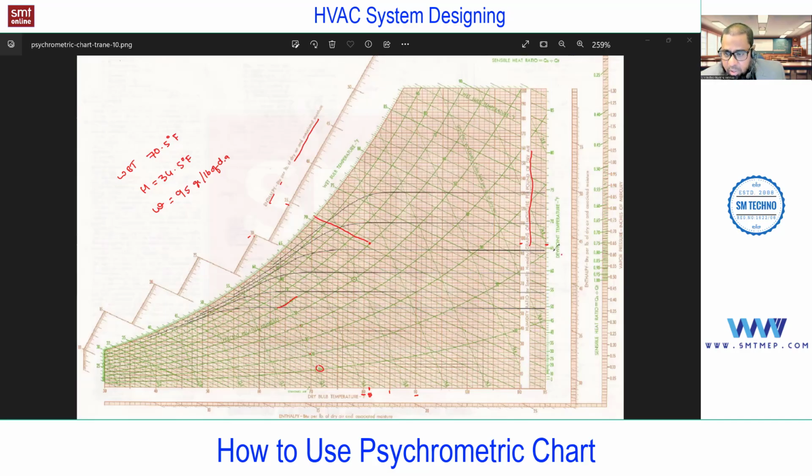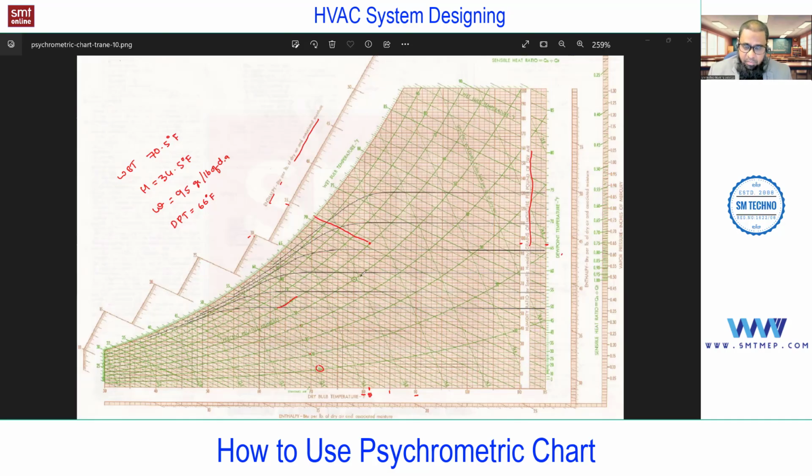Next, dew point temperature. I can roughly take 66, right? This is what? DPT. Can I take 66 degree Fahrenheit? Right, simple. So if you know any two properties of air, we can get the point. With the point, if you go in the respective direction, you can find out the other properties of air. For what? For load calculation.